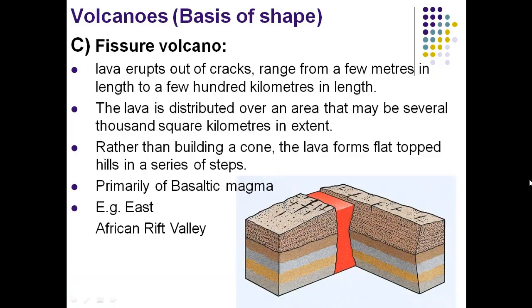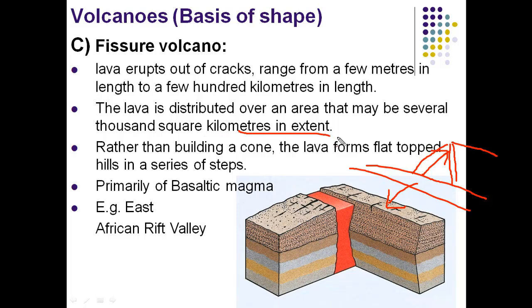The third category of volcano on the basis of shape is the fissure volcano. As you know, the majority of volcanoes ooze magma through a vent or a pipe and it flows on either side to form a conical shape or shield shape. But such volcanoes, called fissure volcanoes, form due to a crack on the earth's surface. There is a long crack through which magma flows on either side and forms fissure volcanoes. The lava erupts out of a crack ranging from a few meters to a few hundreds of kilometers in length. The lava is distributed over a large area, several thousands of kilometers in extent.